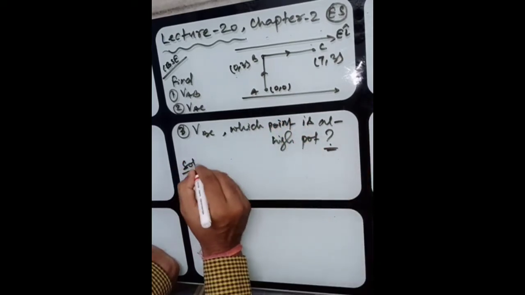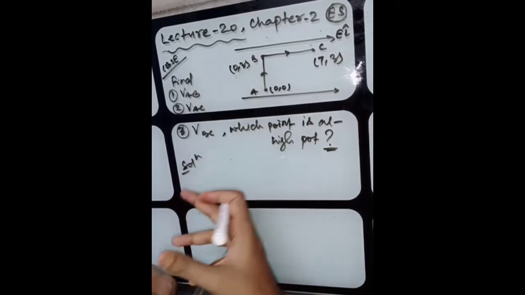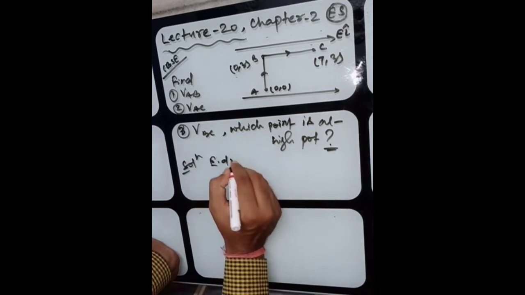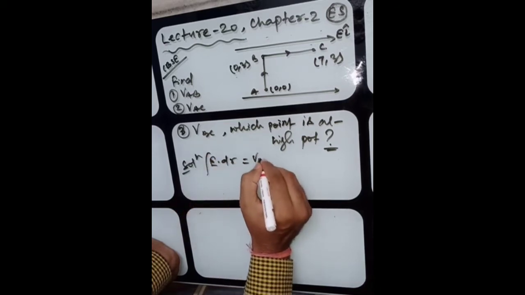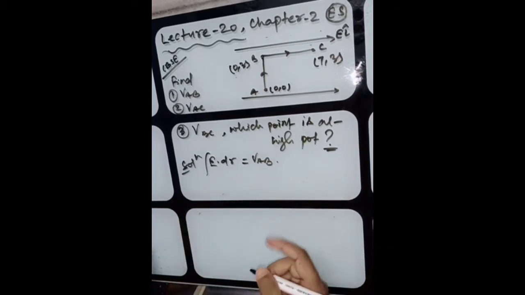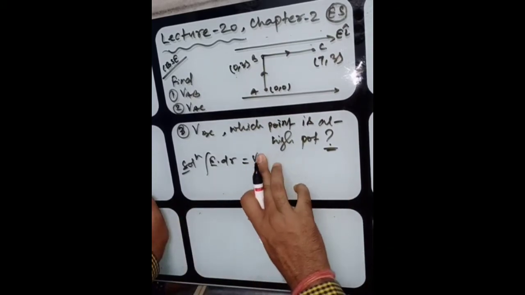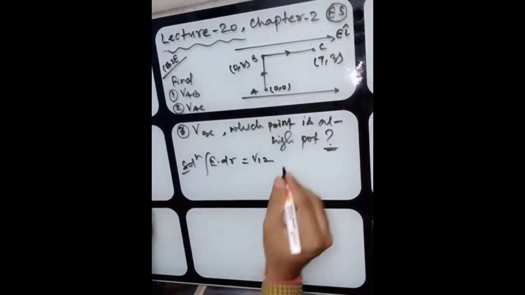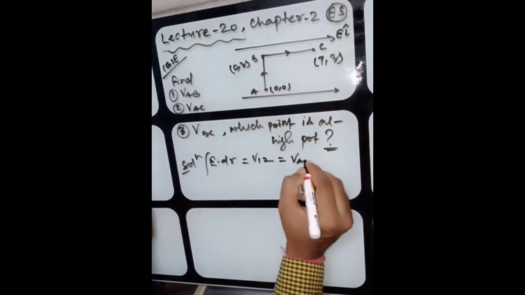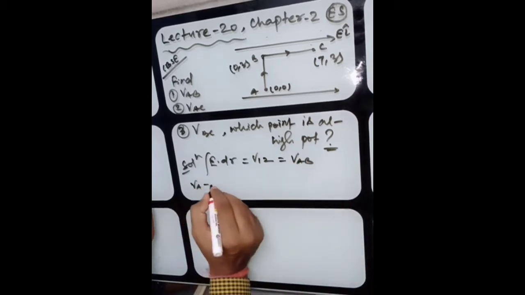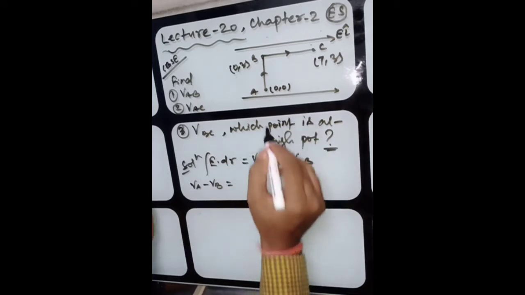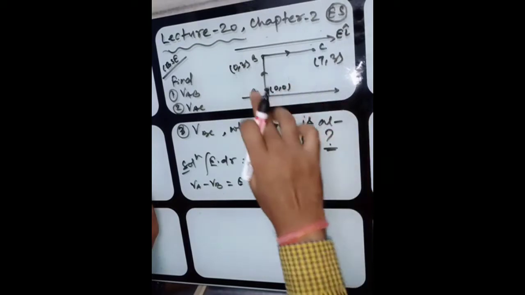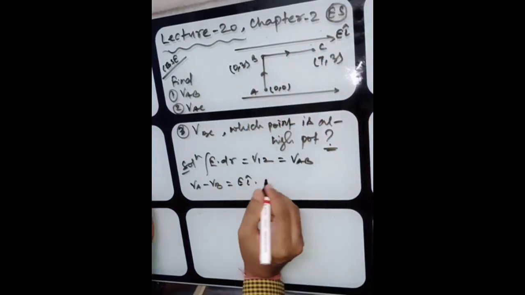Okay, my dear students, now look at the solution. As we know, E dot dr is V_AB, meaning the initial and final points. Let me write it: first we find it between A and B, so V_AB, which is V_A minus V_B, for these two points. The electric field is uniform at each point, so it is E i only, dot dr.